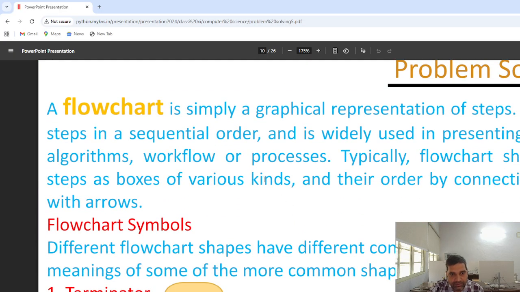Now flowchart, students. So flowchart is the graphical representation of steps. So this is the start of the program, processing steps, comparing, conditional step, all these we represent with the help of symbols. So flowchart is simply a graphical representation of steps. It shows steps in a sequential order and is widely used in presenting the flow of an algorithm. So when an algorithm is converted into a flowchart, that is called the workflow or process. Flowchart shows the steps as boxes of various kinds and their order by connecting them with arrows.